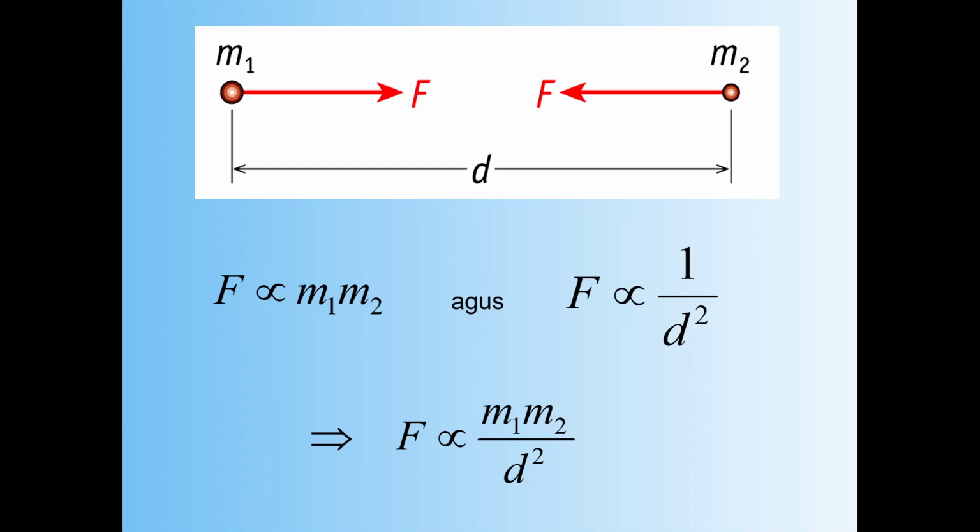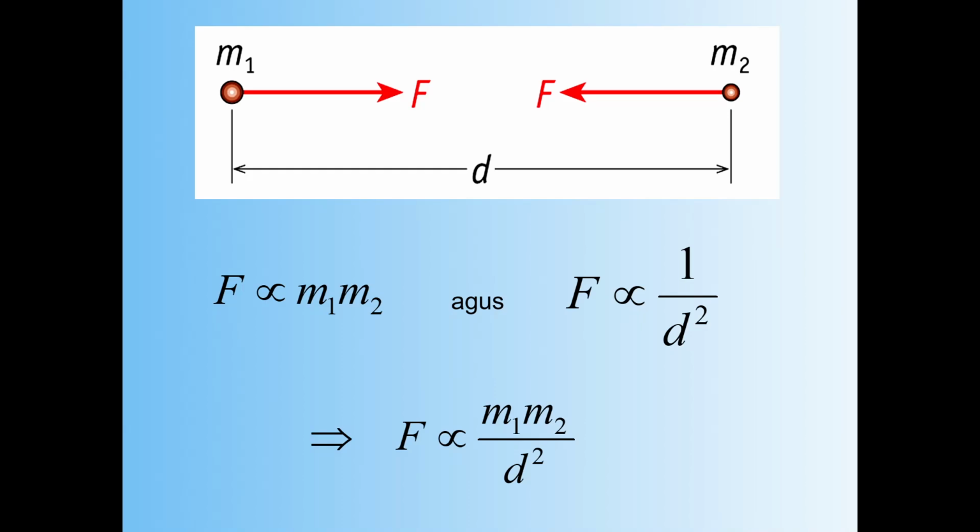So we have the force proportional to the product of the masses, and inversely proportional to the square of the distance between them. Now, this is Newton's universal law of gravitation. The force of attraction is proportional to the product of the masses and inversely proportional to the distance squared.